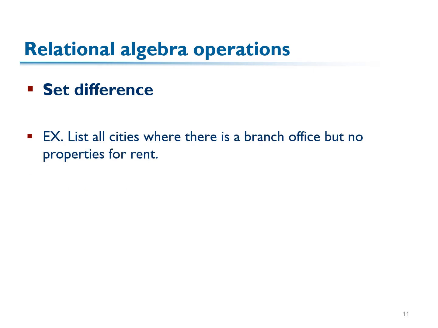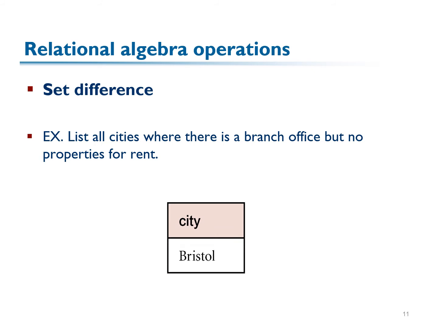As in the previous example, we produce union-compatible relations by projecting the Branch and PropertyForRent relations over the attribute city. We then use the set difference operation to combine these new relations to produce the result shown in this figure. The only city where there is a branch office but no properties for rent is Bristol.